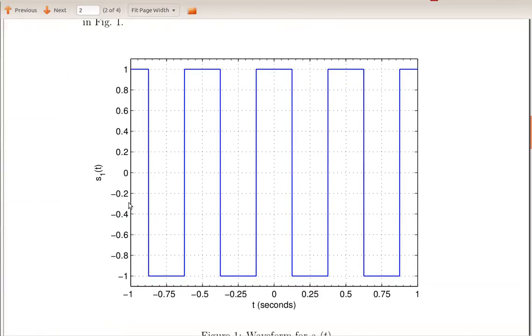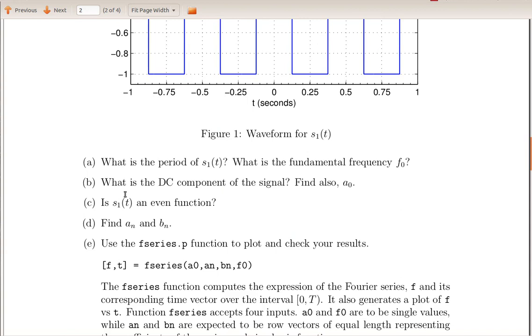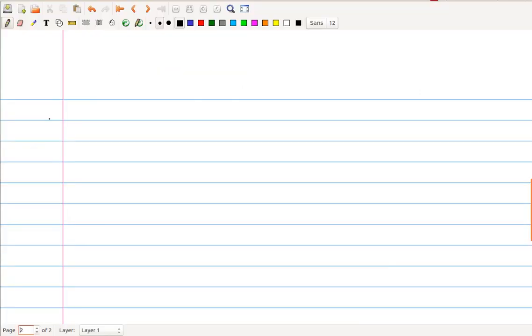Let's have a look at part C. Although it's part C, actually, let's have a look at part D. Part D asks us to find the AN and BN trigonometric Fourier series coefficients. So let's go ahead with working that out. So AN, defined as 2 on t, integral between t0 to t0 plus t, s of t cos 2 pi n f0 t dt.